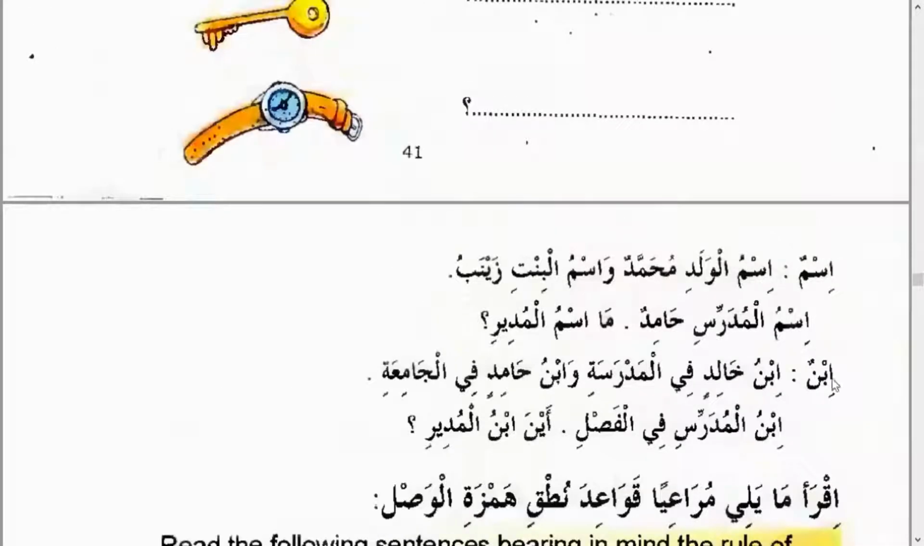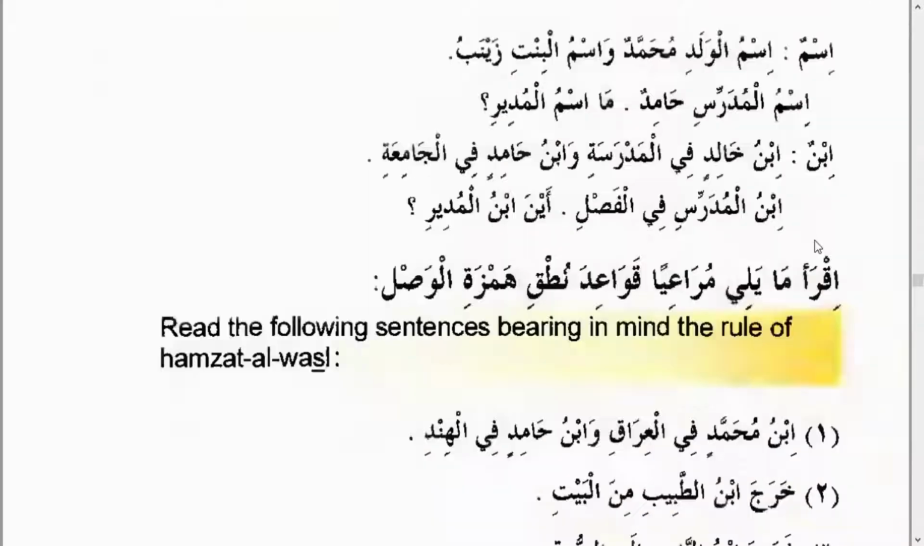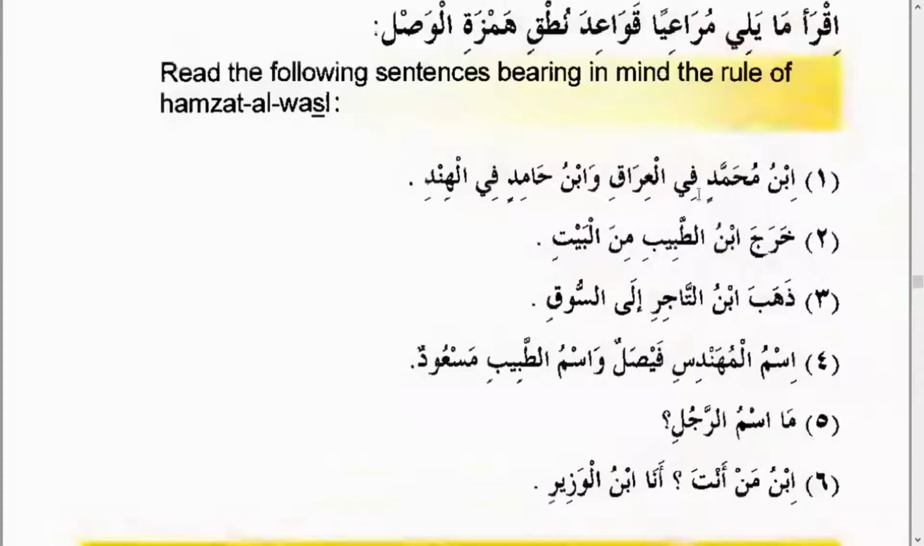This was Ism and Ibn. It was introducing Ism and Ibn, that this word is hamzatul wasl. Next one, read the following sentences bearing in mind the rule of hamzatul wasl. So I have to read these sentences, the last exercise. Ibnu Muhammadin fil Iraqi. Muhammad's son is in Iraq. Wabnu Hamidin fil Hindi. And Hamid's son is in India. Kharaja bnu, see, I have to join. Kharaja bnu tabibi min al bayti.